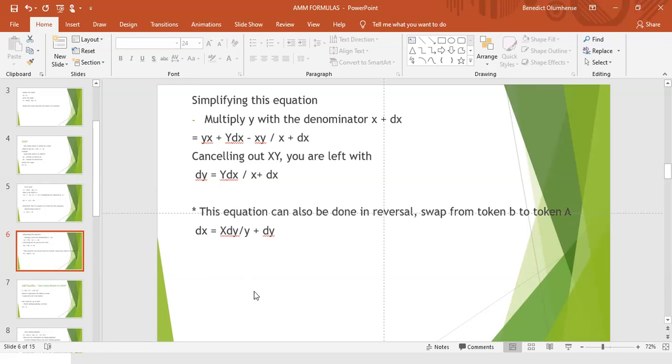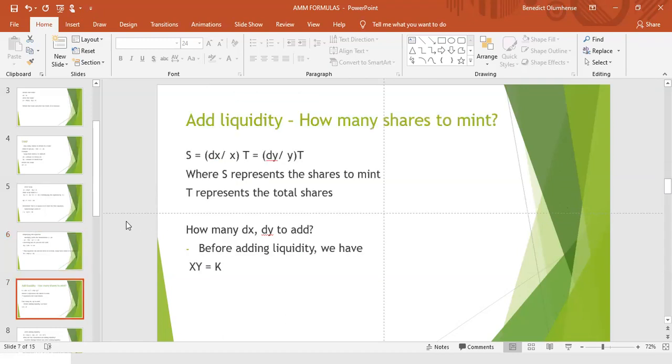Besides, if there's any question as I'm going through, please just raise your hand in the chat, and we'll take the question. So adding liquidity: how many shares are we to mint in the constant product AMM? If we take the equation for how many shares to mint, we get S, which equals the shares to mint, and T represents total shares. So the equation is S equals dx all over x multiplied by T, equals dy all over y multiplied by T.